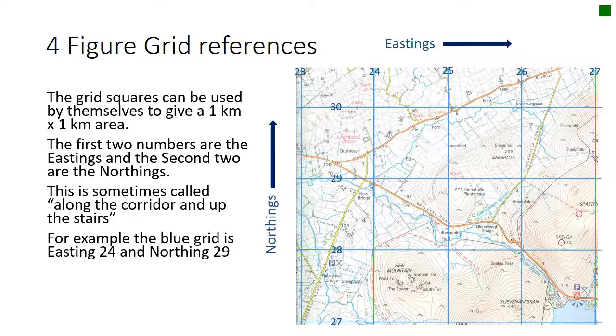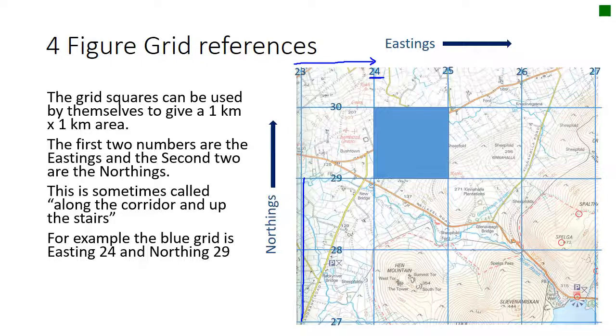So what I'm going to do now in a second, I'm going to turn that square blue. I'm going to explain. So we go across the page first of all. I'll just take a blue pen here and we'll go across the page and we go to the first easting line that is touching the square we're trying to identify. So that's 24. And then we take the northing next and we go up again to the first northing that touches the square. So that's 29. So that will give us our easting of 24, our northing of 29, and our overall grid reference of 24, 29.